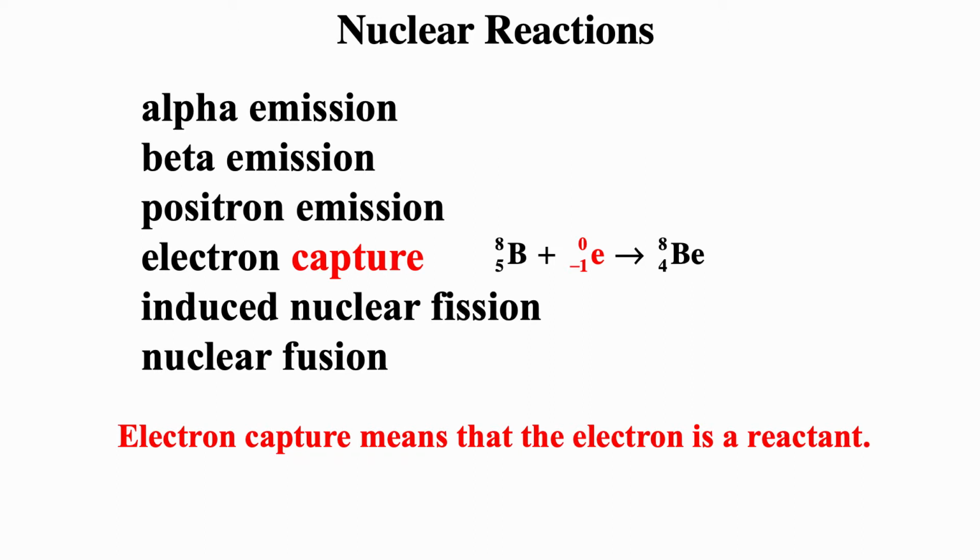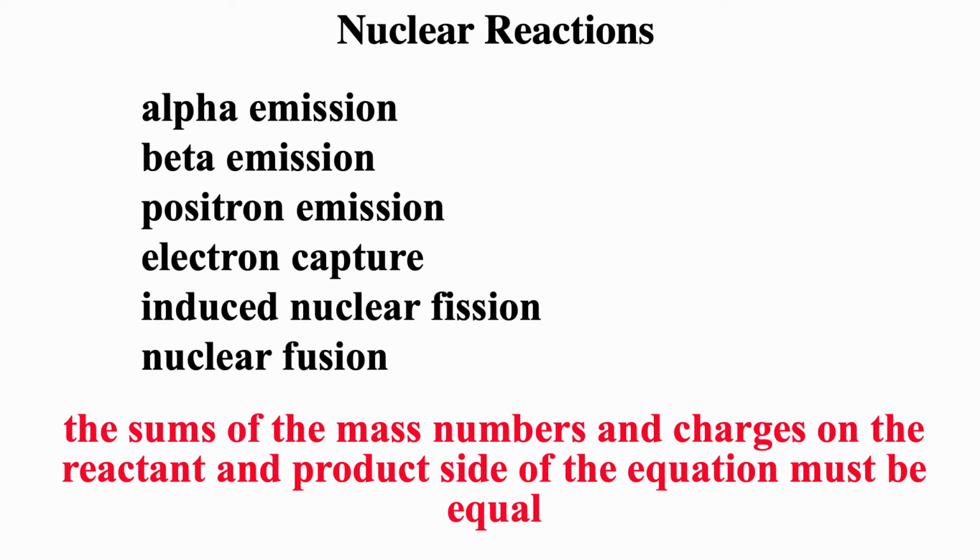Capture means the electron is a reactant. And so for this type of radioactive decay, what's happening is that an electron is actually captured by the nucleus, and you have an isotope going from one isotope to another isotope. But for all nuclear reactions, even fission and fusion, the sums of the mass numbers have to be the same for products and reactants, and the sum of the charges have to be the same for the products and the reactants.